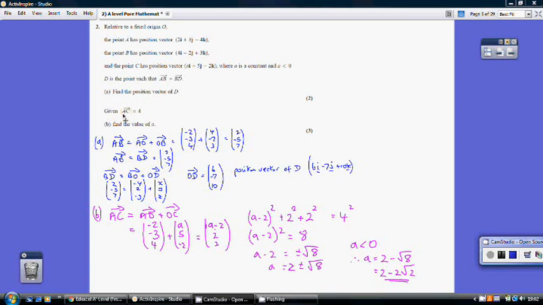Now we're told that the length of this, the modulus of this, is 4. So when we Pythagoras this, we're going to get an answer of 4. So a minus 2 all squared plus 2 squared plus 2 squared equals 4 squared. So a minus 2 all squared must equal 8. Now square rooting both sides, we get a minus 2 being plus or minus root 8. So a is 2 plus or minus root 8.